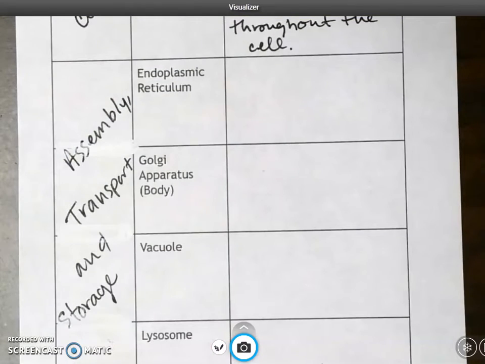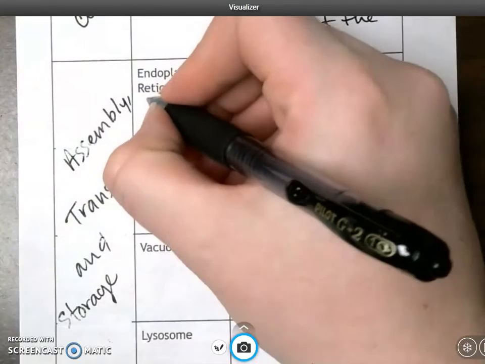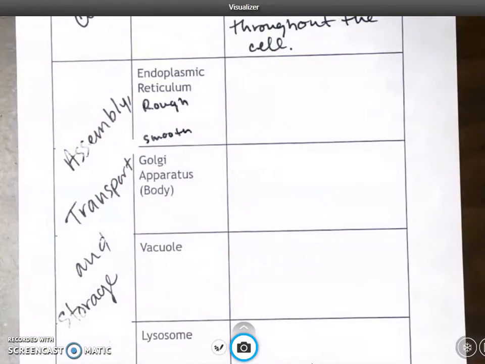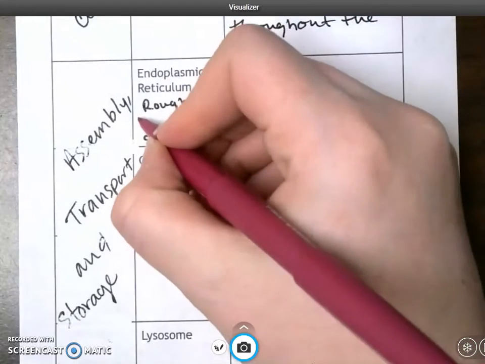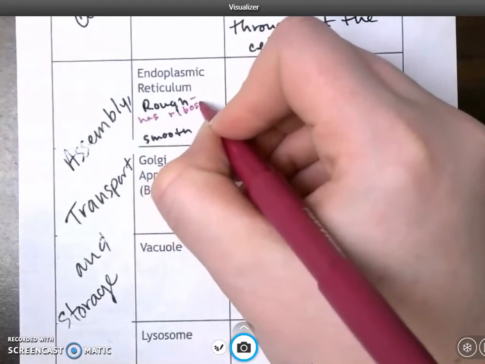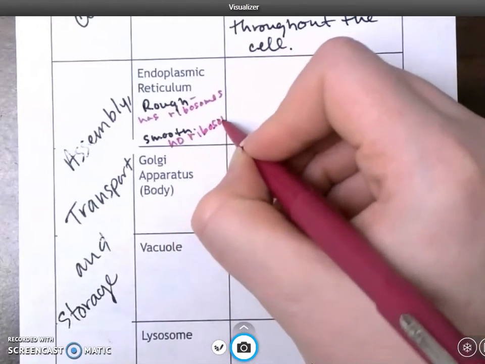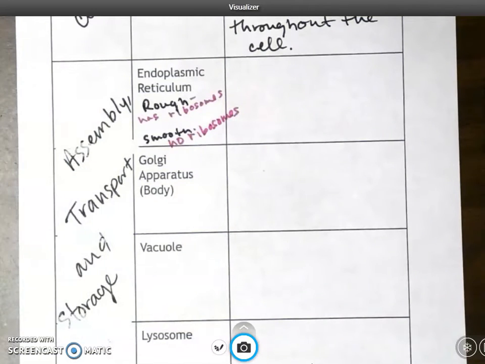Let's talk about the endoplasmic reticulum first. Okay, it is divided into two types, rough and smooth. The rough endoplasmic reticulum has dots all over it that are actually ribosomes, so has ribosomes. The smooth, no ribosomes. So there are no ribosomes on the smooth, and there are ribosomes on the rough endoplasmic reticulum. Alright, so this is where lipids or membranes are assembled with proteins as well.